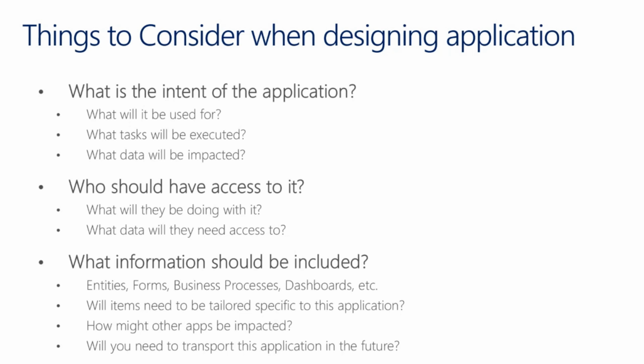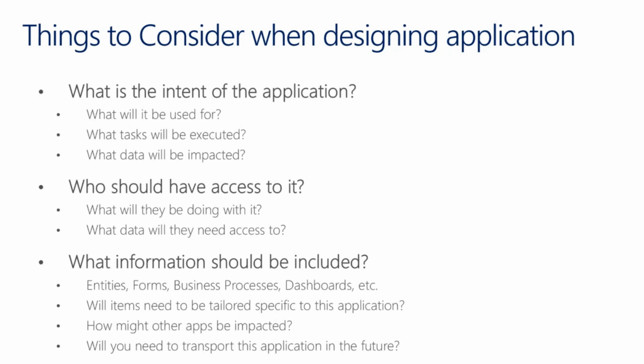Should they only see opportunities, or should they only see property listings that they're the listing agent for, or should they be able to see all listing properties regardless of who has access to or whoever owns that particular situation? Being able to determine and modify security within the context of the application goes a long way in helping people get started. And then you need to think about, what information should be included?